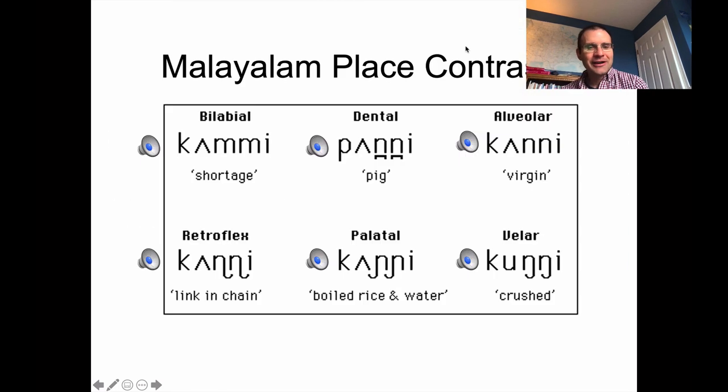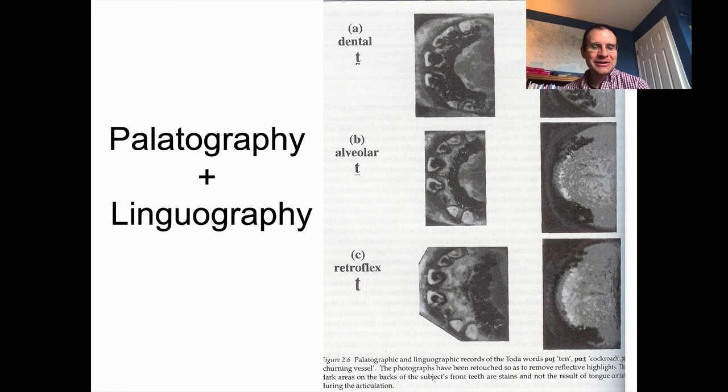Yeah. So if you find yourself in a position where it's not super easy to hear differences in places of articulation in a language, even though, say, a language consultant might be insisting that they're there, or perhaps some grammatical textbook has told you that you should be able to hear these distinctions. Or if you're just a phonetician and want to know what's happening inside somebody's mouth when they speak, you can use these techniques, which are called palatography and linguography.